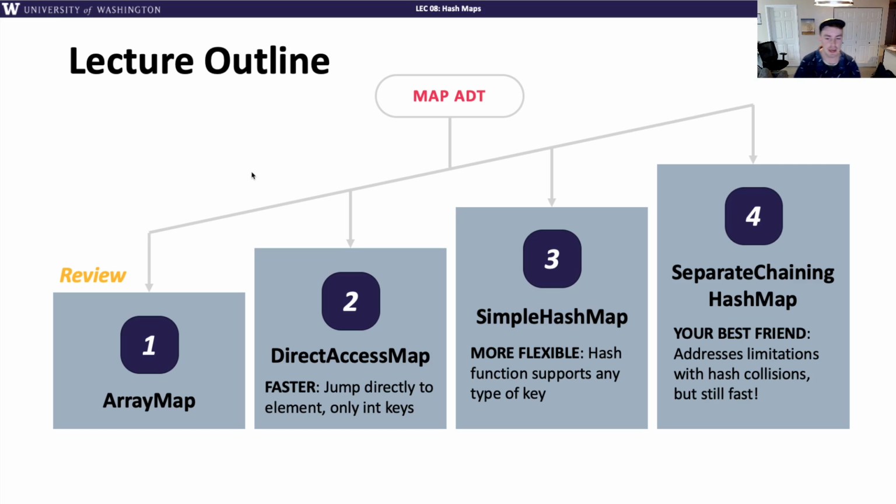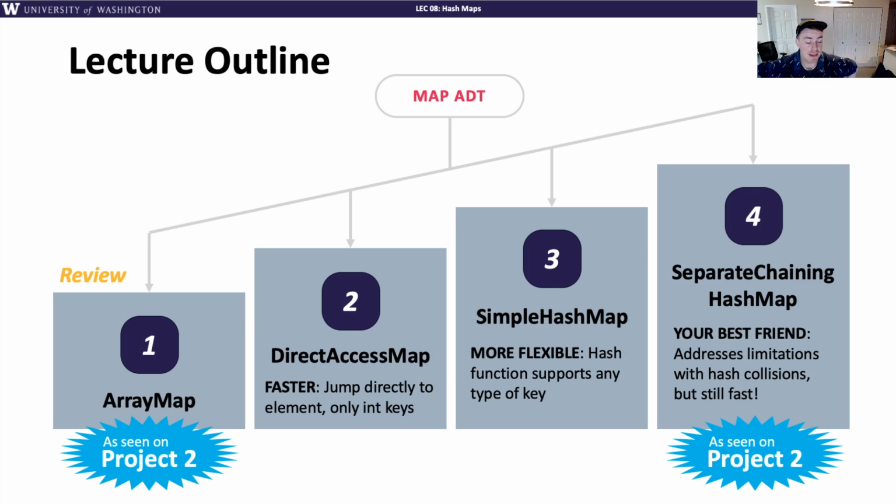And what today's going to look like is we're going to talk about the map ADT in this review video. And then I'm going to talk about 4 different implementations of this map ADT, starting from the simplest, array map, going all the way up to something more complex called the separate chaining hash map.